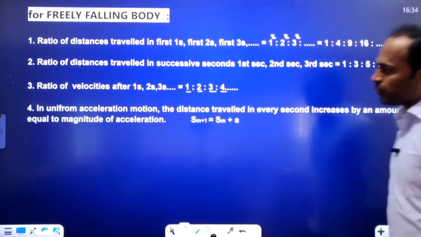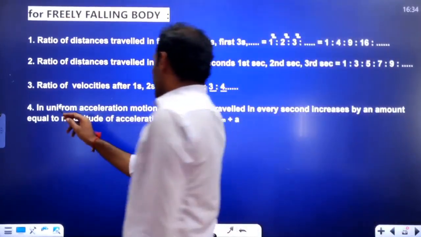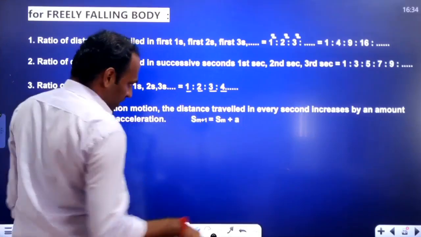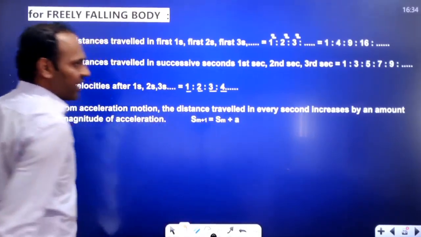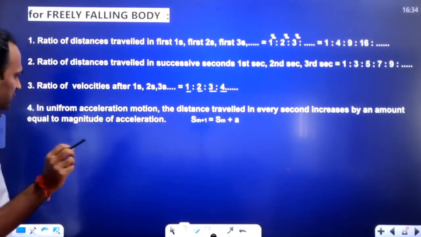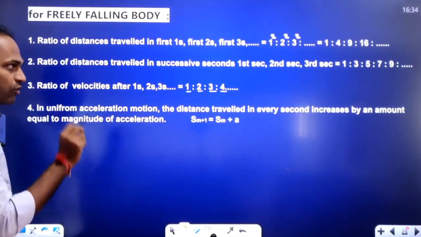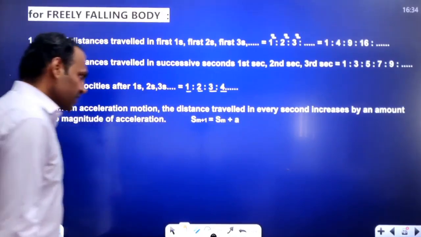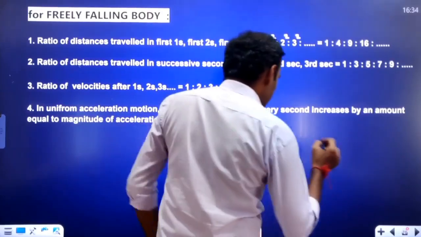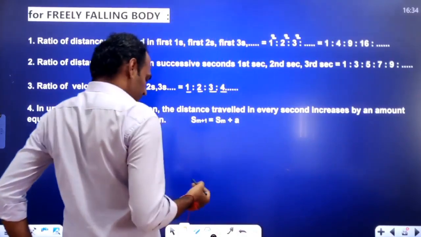Next point. Fourth point is that in uniform acceleration motion, that is vertical motion, the distance traveled in every second increases by an amount equal to the magnitude of acceleration A. See, distance traveled in every second increases by the magnitude of acceleration.